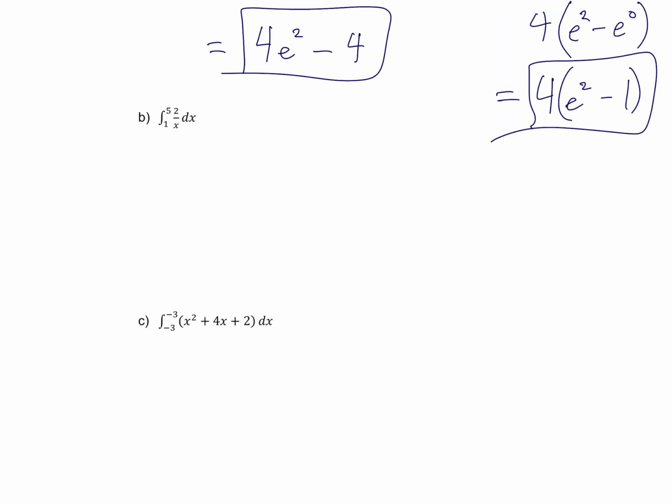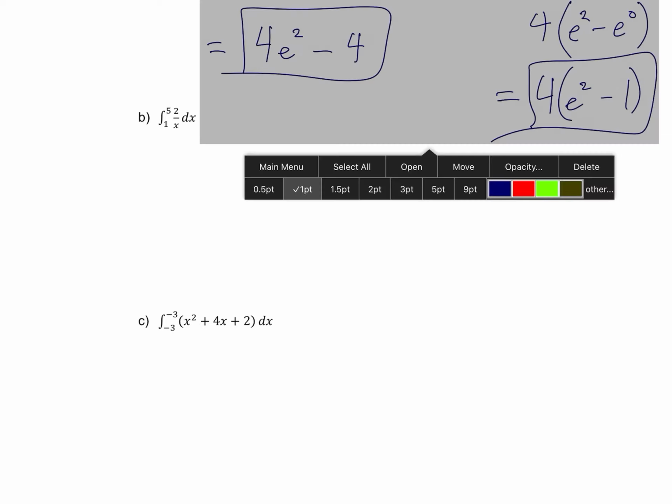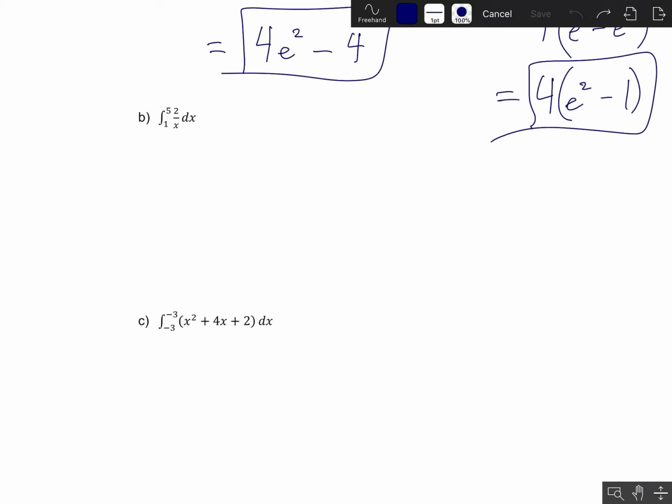Okay, next we're looking at this integral in B, the integral from 1 to 5 of 2 over x dx. So again, if I want to, I can integrate after pulling out that factor of 2. So this would be the integral from 1 to 5 of 1 over x times a 2. And we remember that the integral of 1 over x is ln of x, so this would be an ln of x evaluated from 1 to 5.